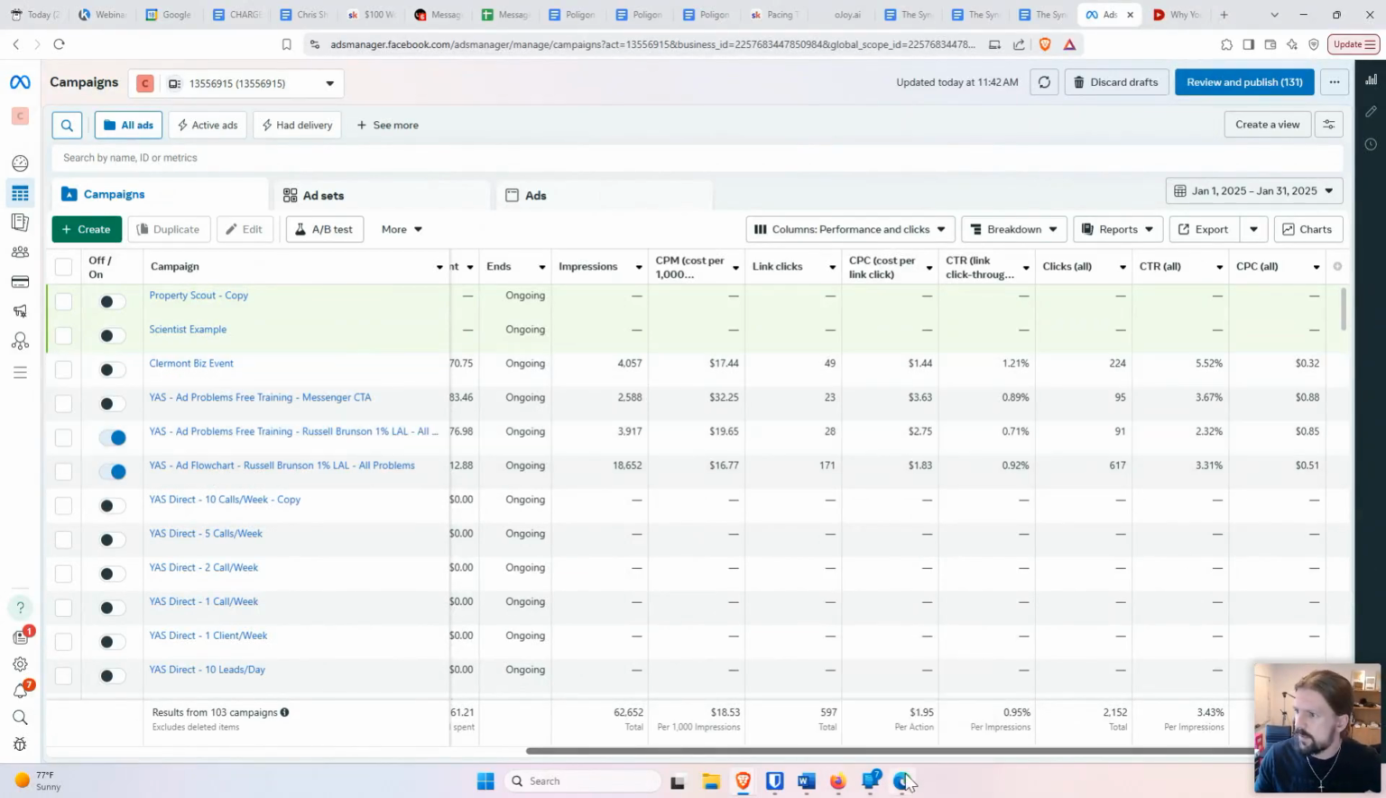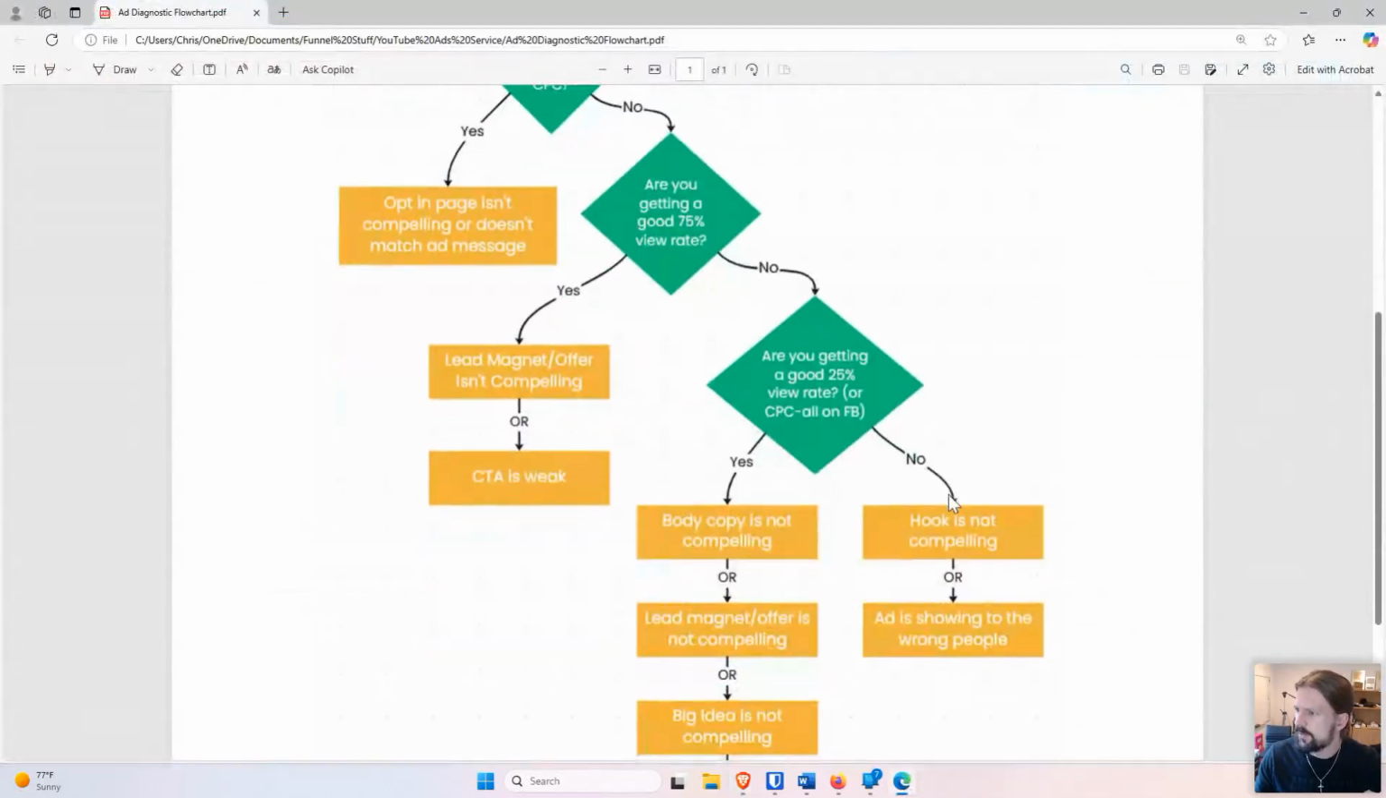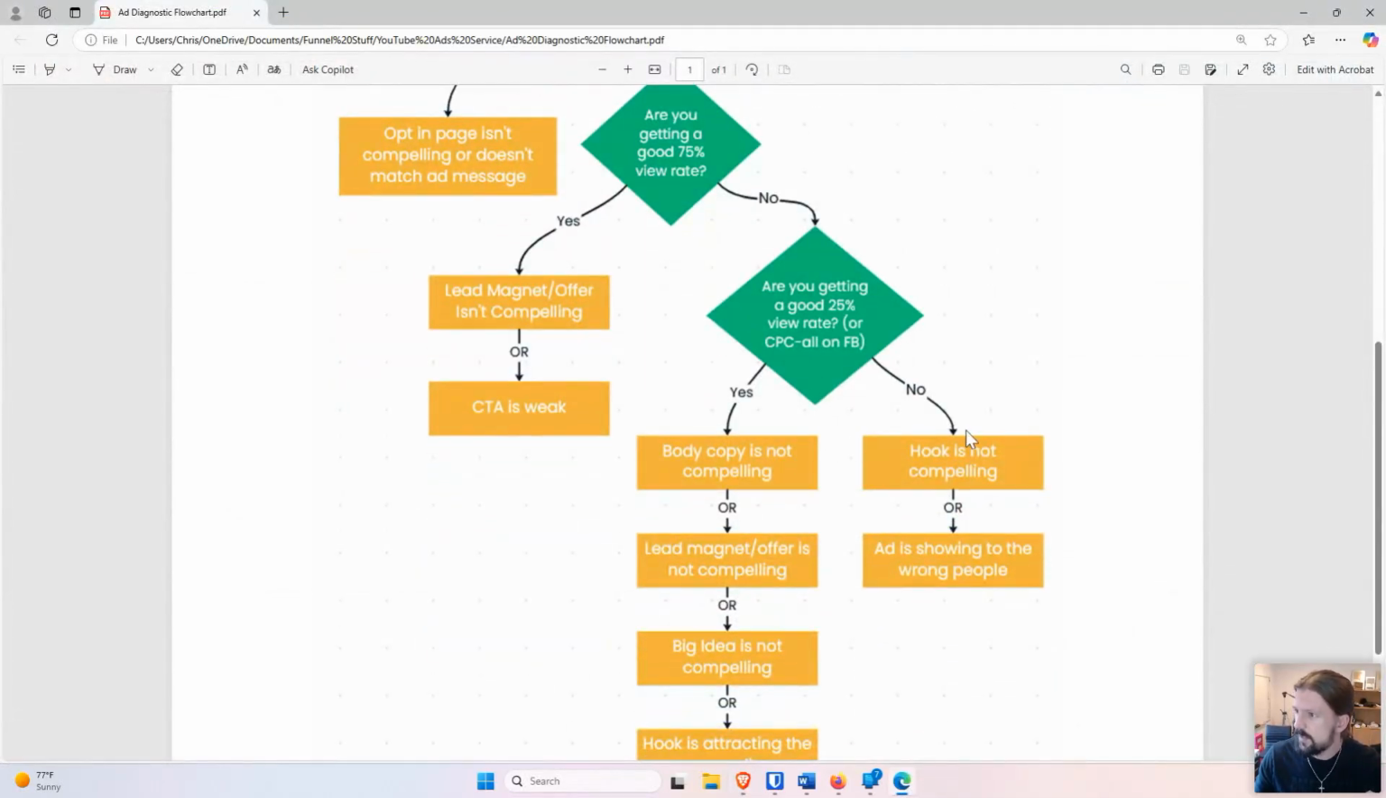And what that indicates is, let's say that you're not getting a good cost per click all. Well, that means that people are not interested in your ad. Like, you're not hooking their interest at all. So they're not even clicking on the see more button, or they're not even clicking on the play button on the video, right? So what that means is that your hook is not compelling.